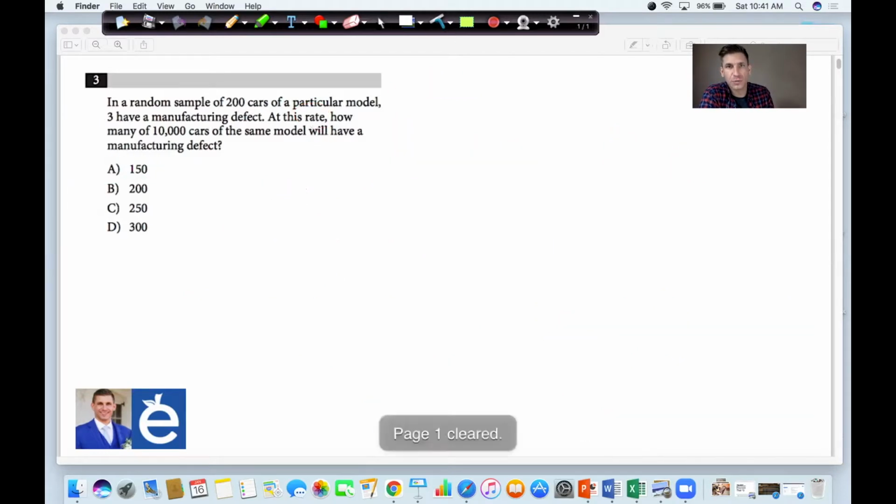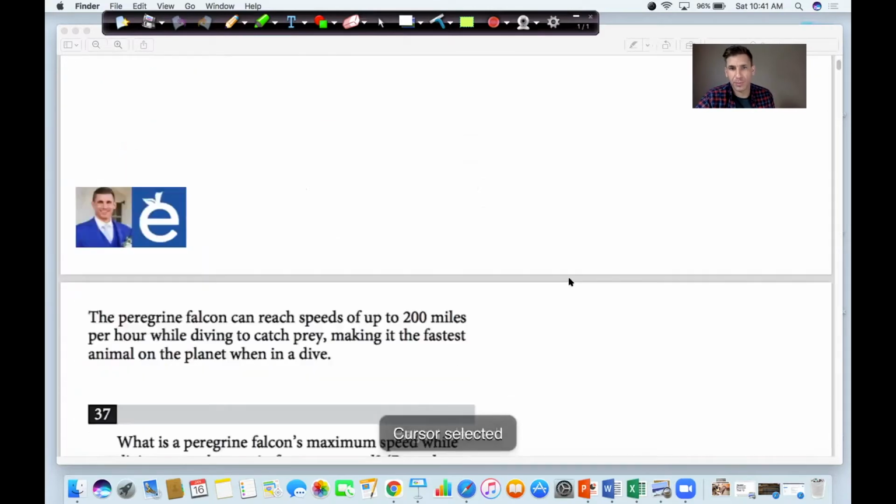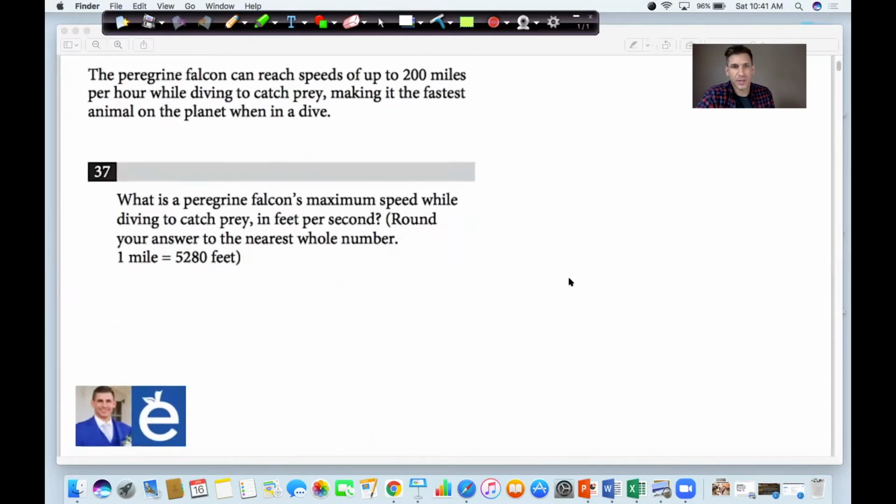So moving into additional ratio and proportion problems, let's do this one. Now, this one is a little bit different because it says the peregrine falcon can reach speeds up to 200 miles per hour. The moment you see the word per, you are immediately thinking of a rate of some capacity, and it says while diving to catch prey, making it the fastest animal on the planet while on dive. What is the peregrine falcon's maximum speed while diving to catch prey in feet per second? Round your answer to the nearest whole number.